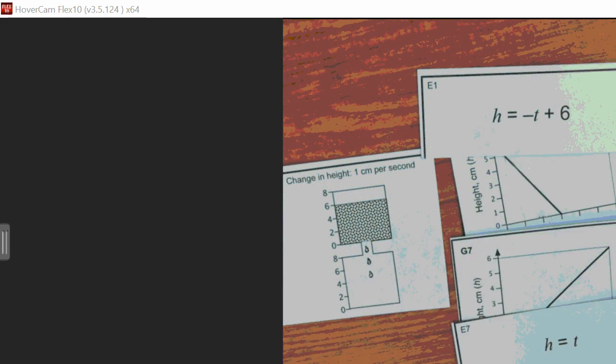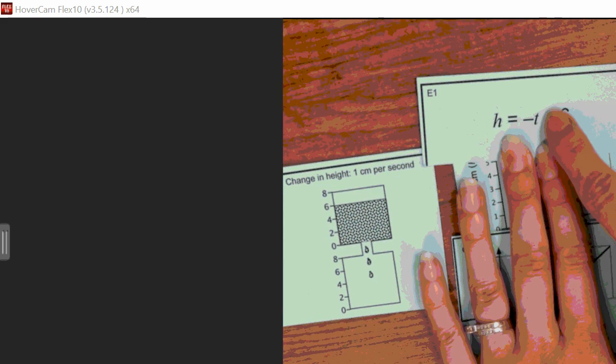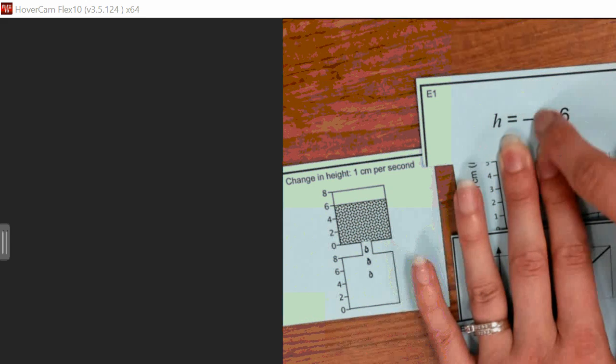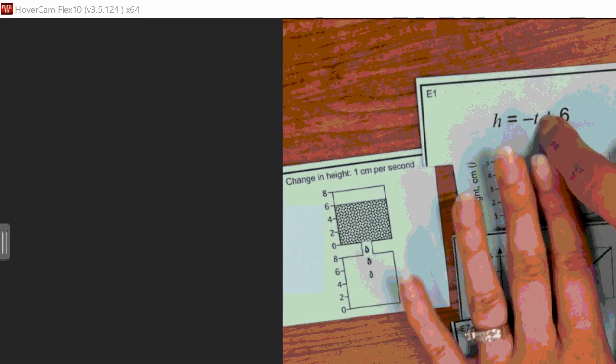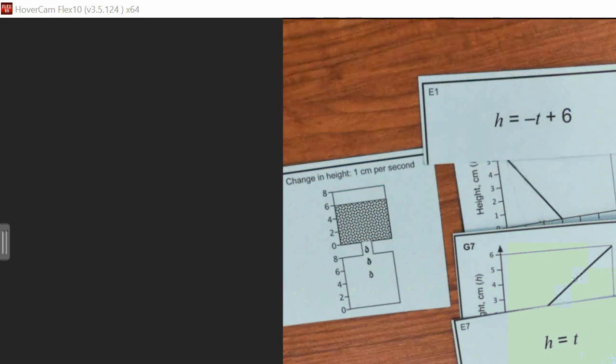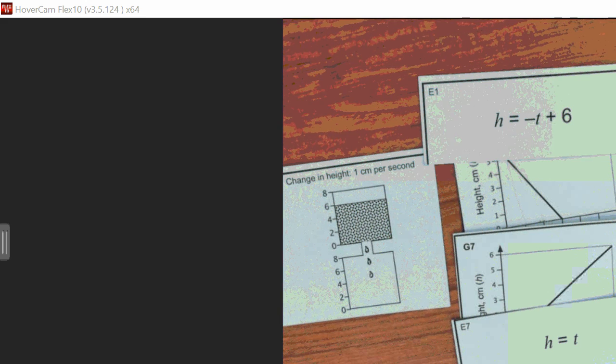So my y-intercept, or my starting point, is located here. My rate of change is the number that is coming before t. In this case, that's 1. It's the coefficient to our variable. Does that help a little? Yes. Now go back and see if you can make some more connections.